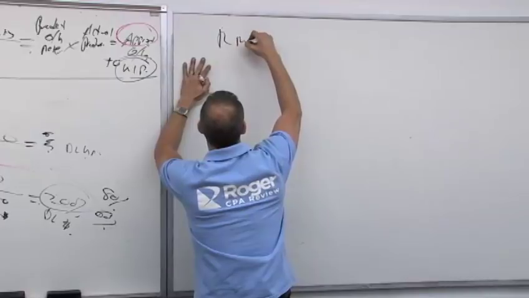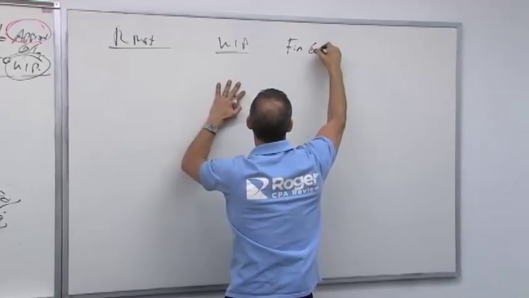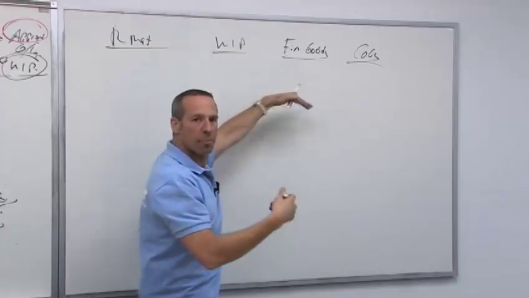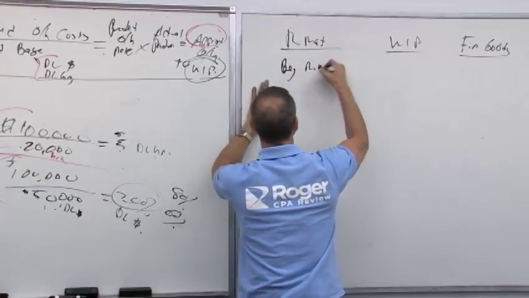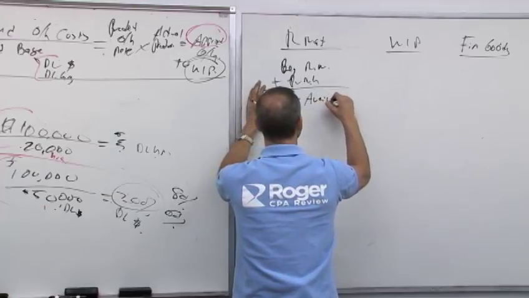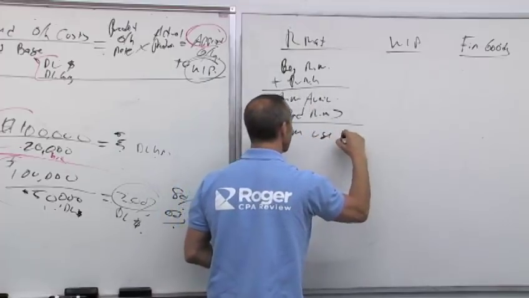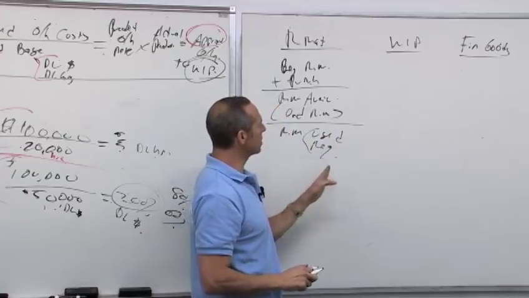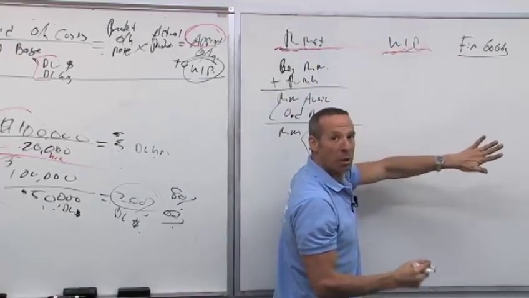We've got raw materials, work in process, finished goods, and then finally, cost of goods sold. Are we good? Okay, so we'll skip that for now. Let's come back over here. So, raw materials. What is that? We have some beginning raw materials plus purchases equals raw materials available for sale, minus ending raw materials equals raw materials either used or requisitioned into production. So that's called requisition. Now where does it go? Raw materials goes into WIP.